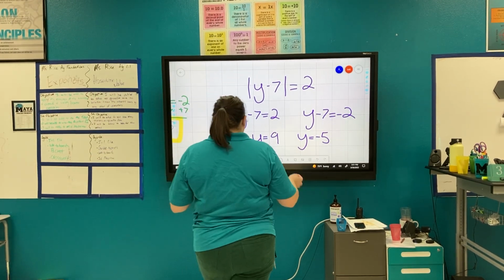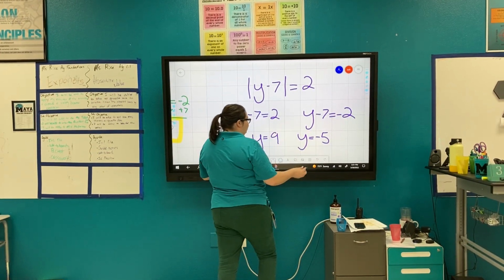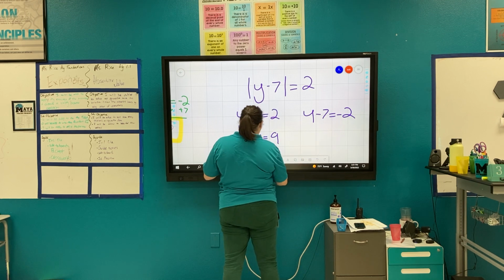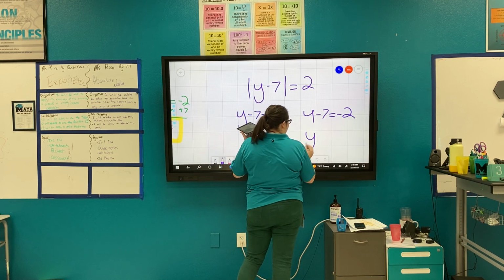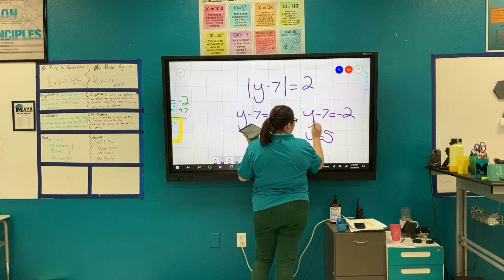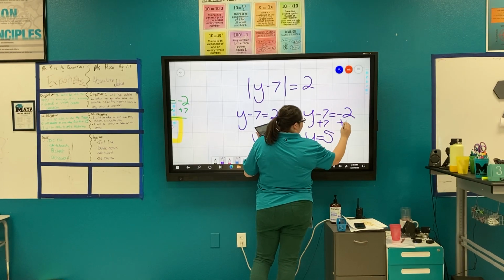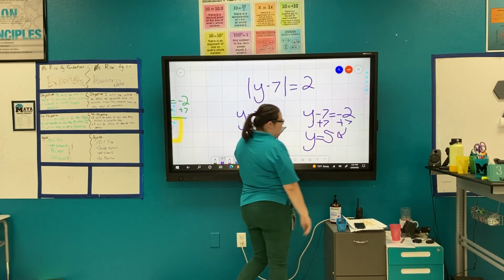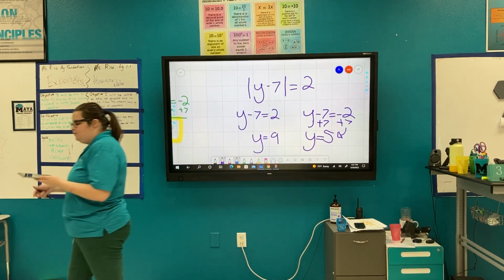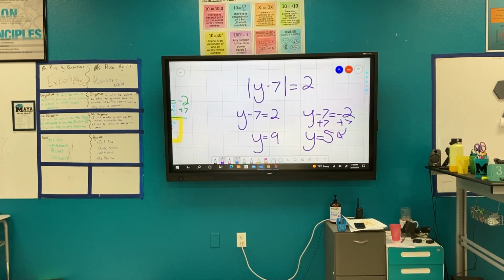Guys, I made a mistake. Lutina was right. This is going to be a positive 5, because when we're adding this over, this turns into a positive. Okay, so all of you who had positive 5, you were right.